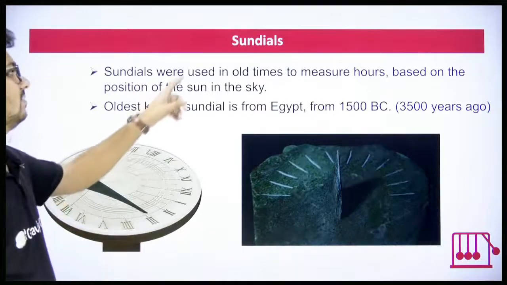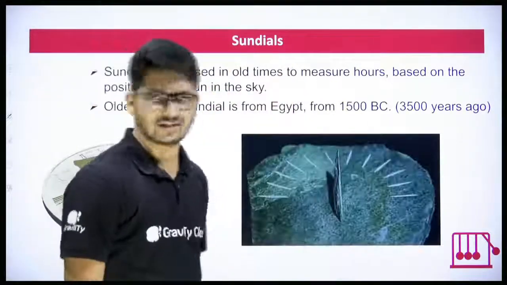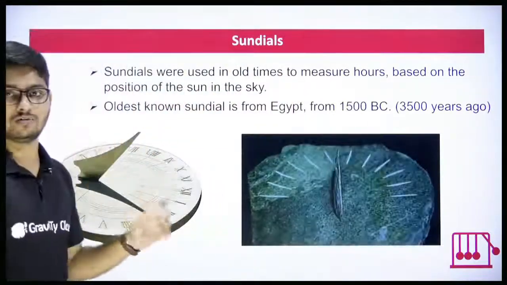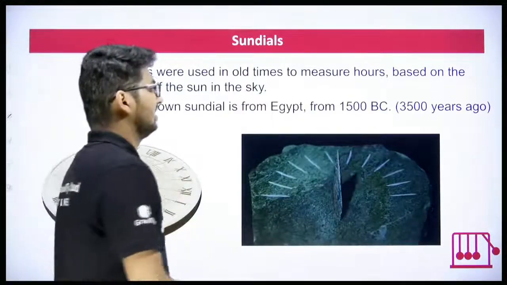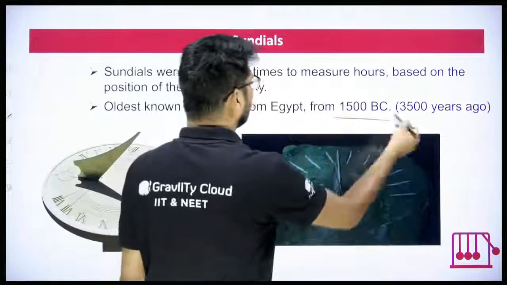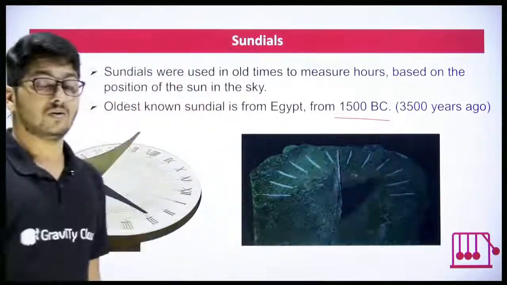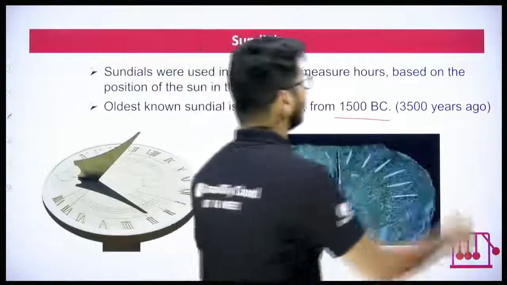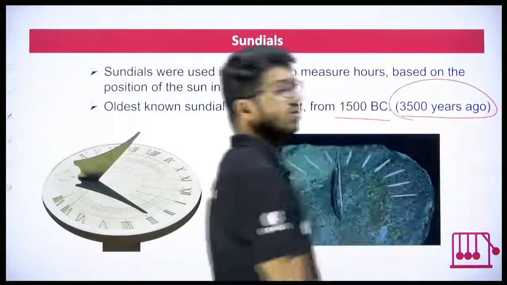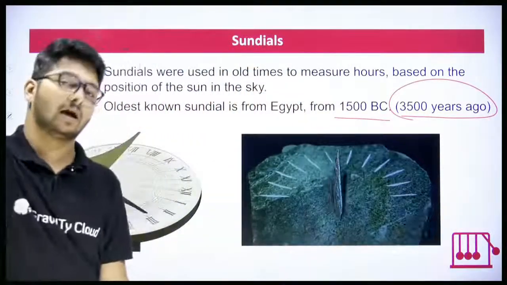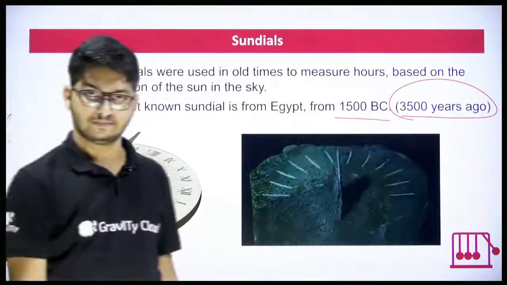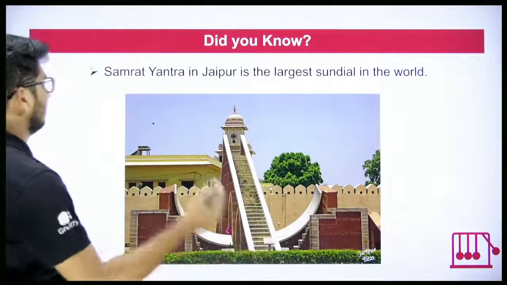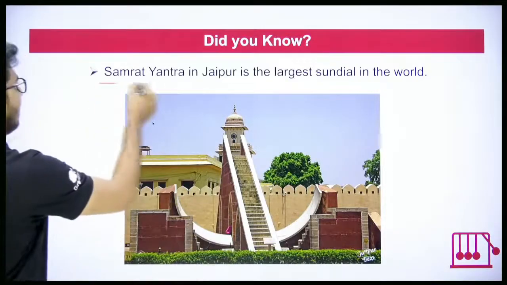Clear? So sundials were used in old times to measure hours based on the position of the sun in the sky. And the oldest known sundial is from Egypt from around 1500 BC. What is 1500 BC? It is 3500 years ago. Very long back. Even then sundials were there. Good? Okay.